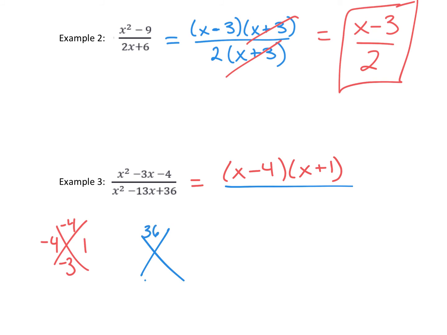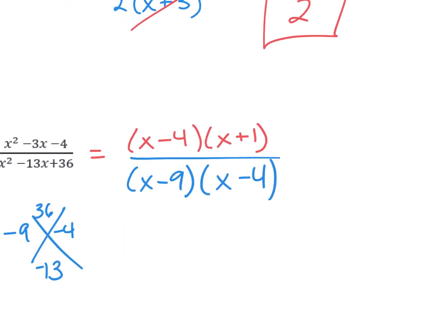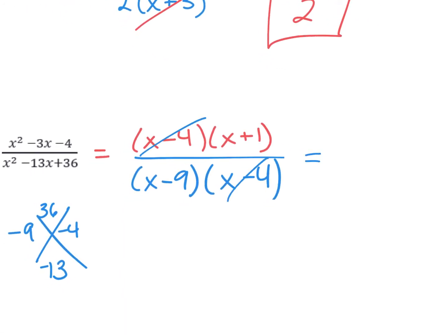X method again. Top, 36, bottom. This one's kind of a trickier one. We got to think about this one. What two numbers will multiply to be a positive 36 and add to be a negative 13? What'd you say? 9 and 4. Both negative. Yep. So the bottom of this becomes x minus 9, x minus 4. Perfect. Anybody see it? X minus 4's cancel. What's left on top? Bottom.